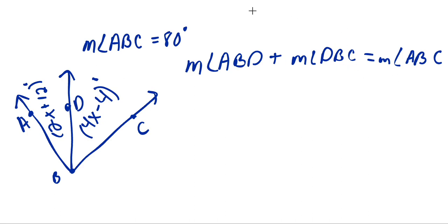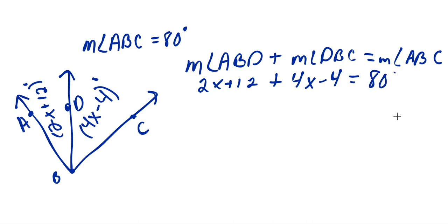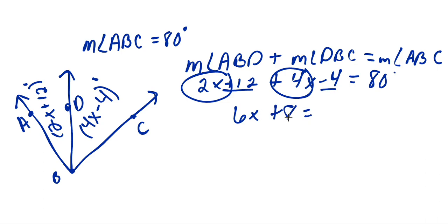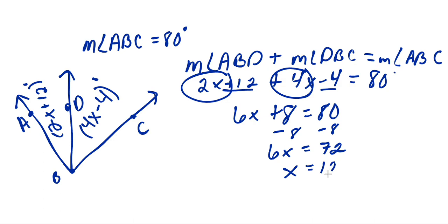And now we're going to use this and substitute in the algebra. So the measure of ABD is 2x plus 12. We're going to add that to the measure of DBC, 4x minus 4, and that's going to equal our 80 degrees. We have like terms, so we're going to combine our 2x and our 4x, giving us 6x's, and our 12 minus 4, which gives us a positive 8, equals 80. We then subtract 8 from both sides, giving us 6x is 72. We divide by our 6, and x is 12.